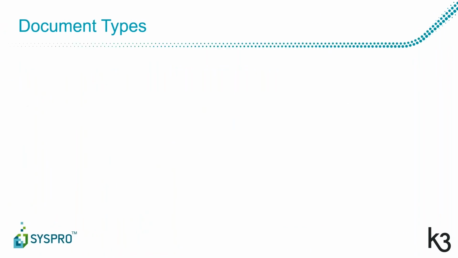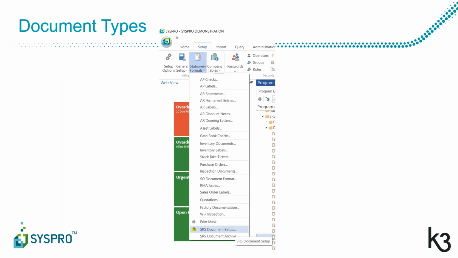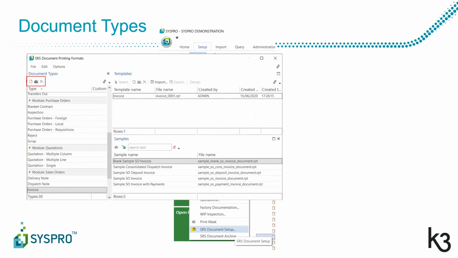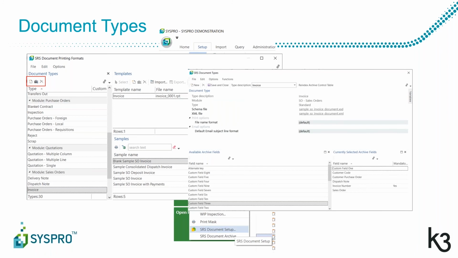Document types then. Obviously, a document type is something like an invoice, or an order acknowledgement, or a purchase order. There are various amounts of them in SYSPRO, but what is quite important is that against these document types, you can change some settings to do with archiving. So within the stationary format and SRS document setup, my document types on the left, I can use the toolbox to change. And you'll notice here on my SRS document type at the bottom, I can actually archive fields to the right-hand side. So what that means is when I'm searching for an archived document, I can search by custom form fields or customer code or customer purchase order, for instance, and I'll show you a little bit what that actually means to you.